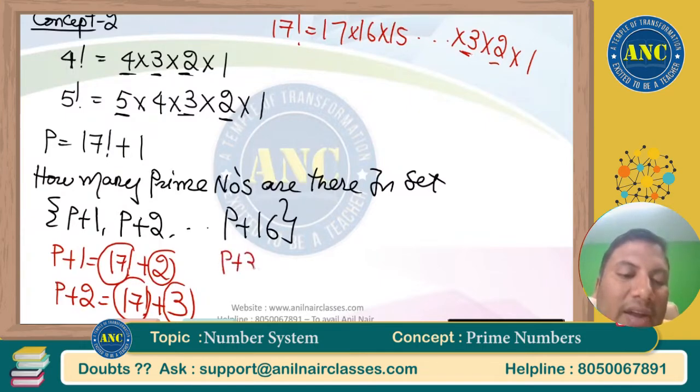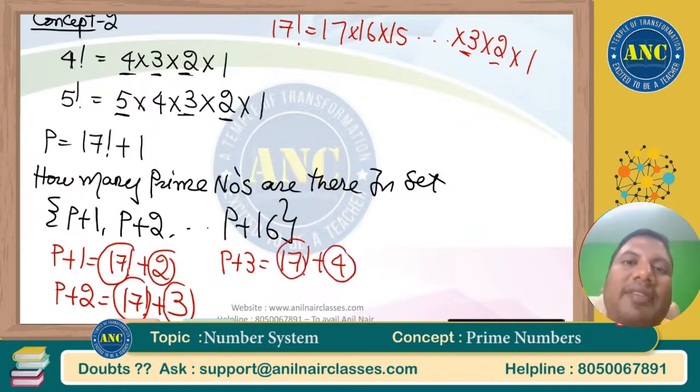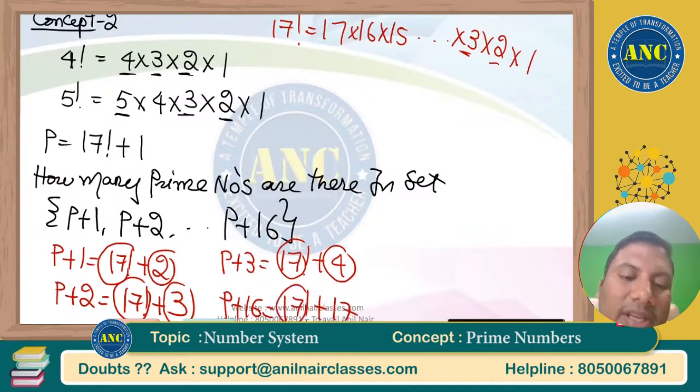P plus 3 is nothing but 17 factorial plus 1 plus 3, that is 4. This is an even number. Answer is an even number. Any even number other than 2 cannot be a prime number. P plus 16 is 17 factorial plus 17, divisible by 17. Answer should be divisible by 17.